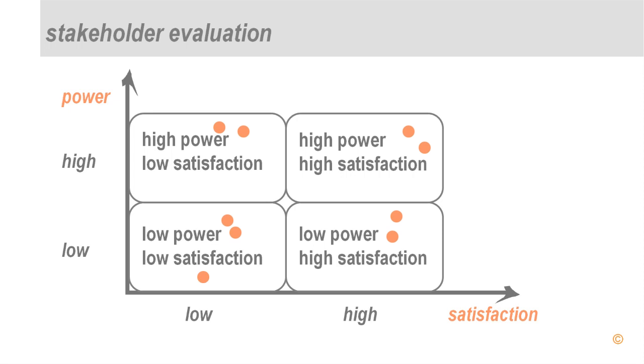Which are my critical stakeholders? Well, obviously, the critical stakeholders are those that have high power over what I'm doing, but they are not satisfied with what I'm doing. While the stakeholders that have high power over me and are already satisfied with what I'm doing, I have to focus to keep them continuously satisfied. So having done the evaluation and identified that there are some stakeholders that are critical, it is of course important for the organization to take action.